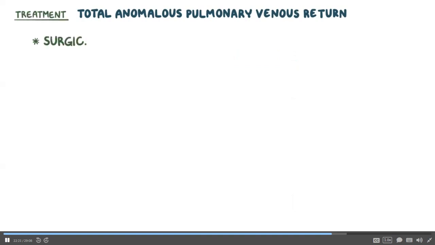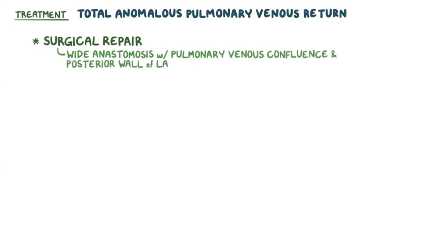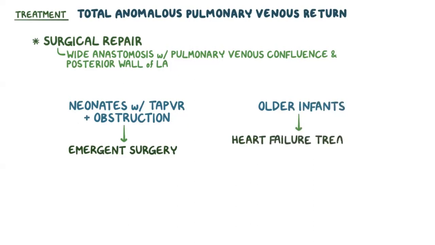Treatment consists of surgical repair consisting of a wide anastomosis between the pulmonary venous confluence and the posterior wall of the left atrium. Neonates with total anomalous pulmonary venous return with obstruction require emergent surgical repair. In older infants, heart failure should be treated first, followed by surgical repair as soon as the infant is stabilized.